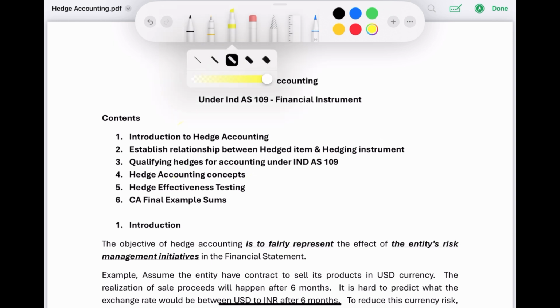First, we'll talk about the introduction to hedge accounting and how to establish the relationship between the hedged item and the hedging instrument. Then, what are the qualifying hedges for accounting under Ind AS 109 and what are the hedge accounting concepts, then hedge effectiveness testing, and one CA final exam question we'll go through.